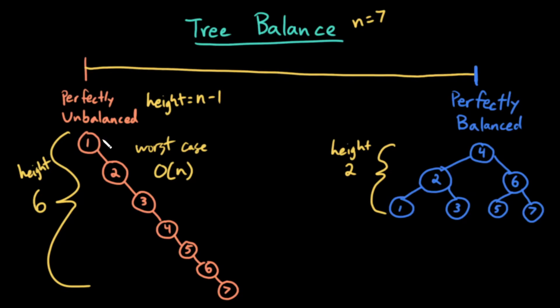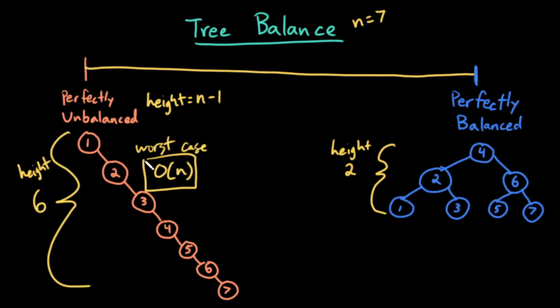So for remove, I had to traverse big O of n edges. For find, I had to traverse big O of n edges. And for insert, let's say I wanted to insert 8 into this tree. I would do the exact same big O of n find operation and then just insert here. So the worst case, in a perfectly unbalanced binary search tree, all three of my operations are big O of n.